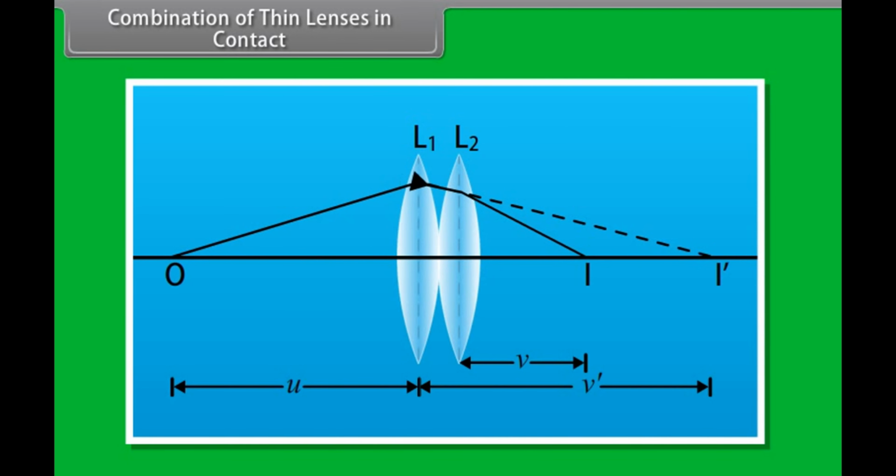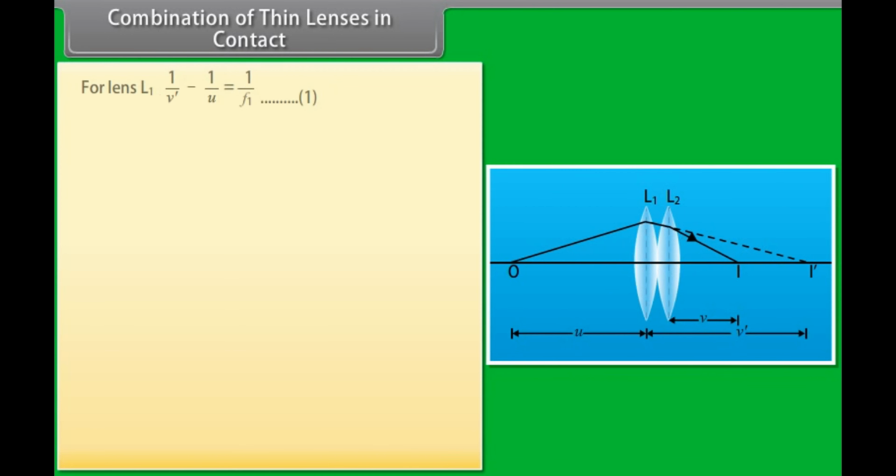The lens L1 deviates the rays towards I', that is, I' is the image formed by the first lens, L1 alone. If v' is the distance of image I' from the lens L1, then for lens L1, 1/v' minus 1/u is equal to 1/f1. Name it as equation 1.